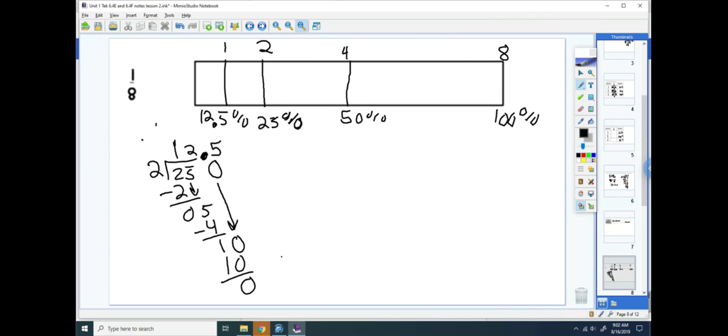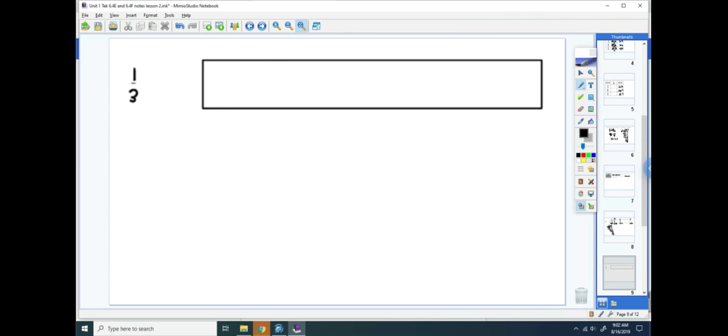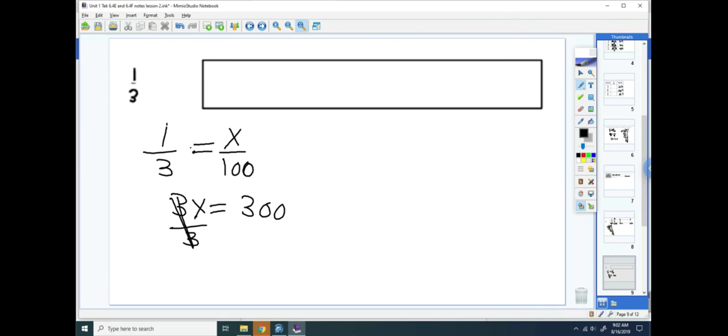Okay, so then we have another strip diagram, and they want to figure out what's the percentage of 1/3. It's the same thing. I personally am going to use the proportion to set this up. So it'd be 3x equals 300. So you divide by 3, and this equals 1. So x comes down. You're going to divide this by 3.